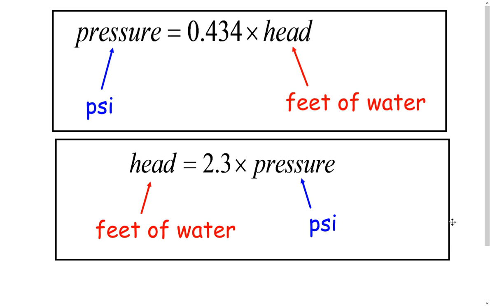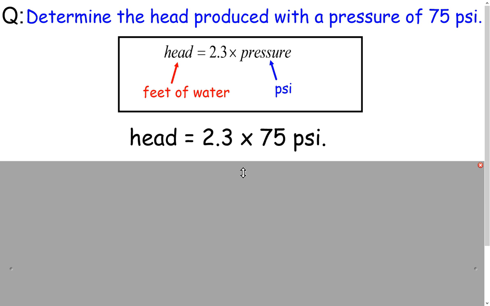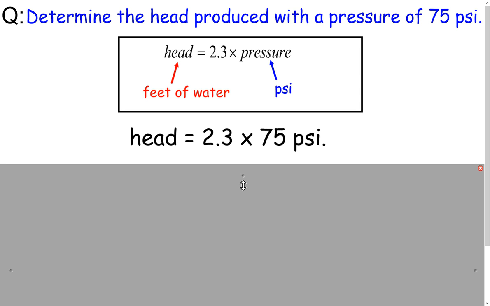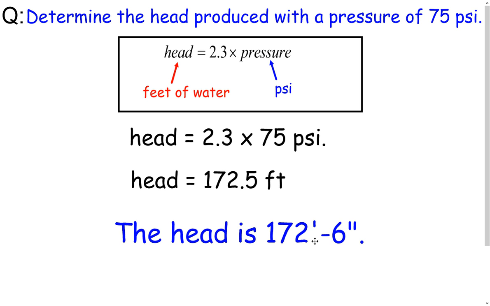That gives us our other formula that we're going to be using when we're solving problems involving pressure and head. If we want pressure, we can use the formula 0.434 times head when it's in feet. And if we want to find the head, we can use 2.3 times the pressure. So here's a question. Determine the head produced with a pressure of 75 psi. We'll use this formula, put in our pressure of 75 psi, and we'll get the head of 172.5 feet, and that converts into 172 feet, 6 inches.